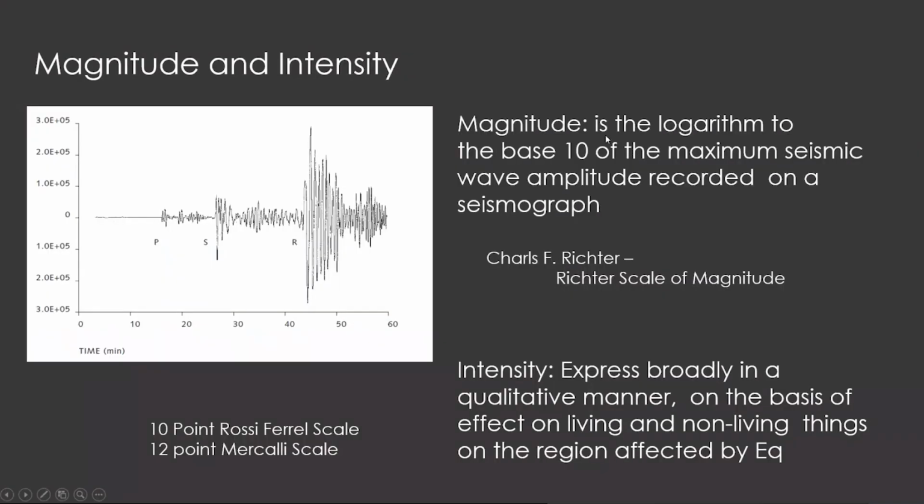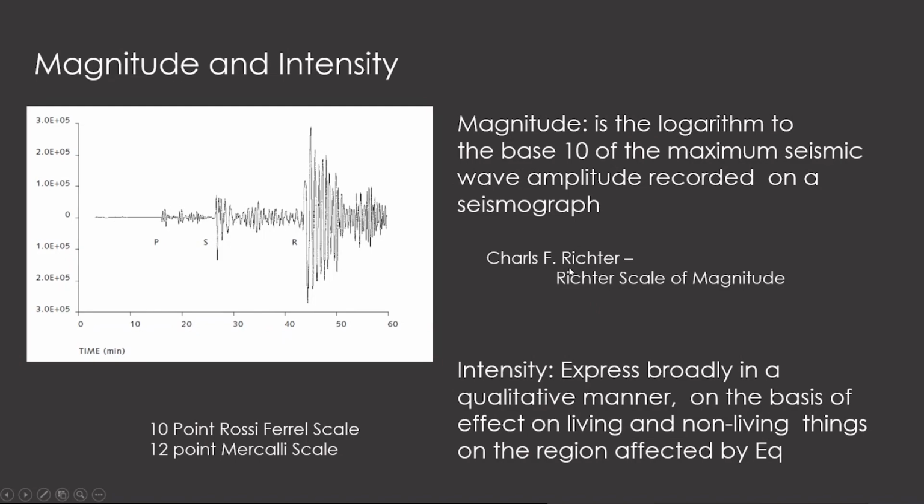The magnitude of the earthquake is the logarithm to base 10 of the maximum seismic wave amplitude. So it is actually the amount of energy released by the earthquake. Whatever the energy released, accordingly it will have one single magnitude, but the intensity will be different. The intensity represents how far the earthquake is. At the epicenter the intensity will be maximum, but as we move away from the epicenter, the intensity reduces.